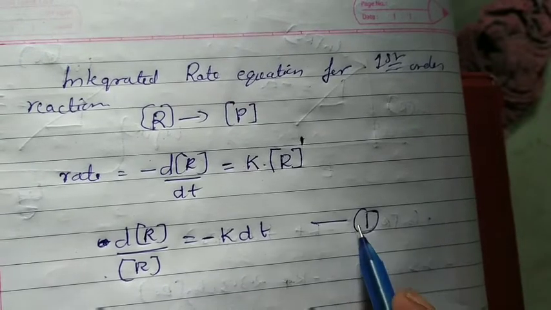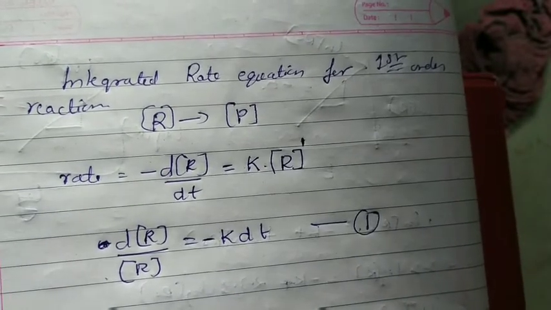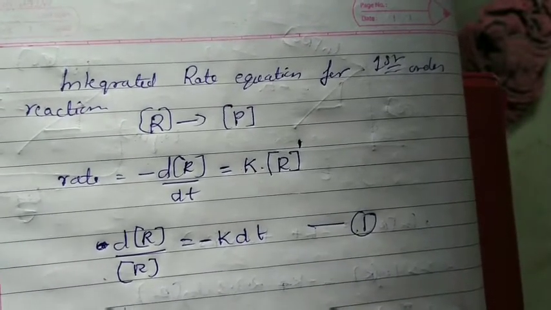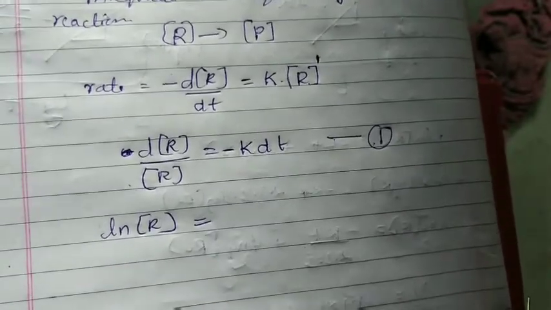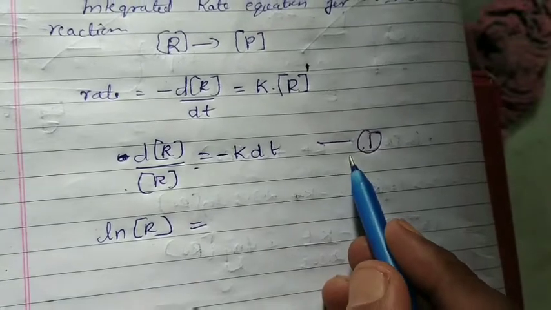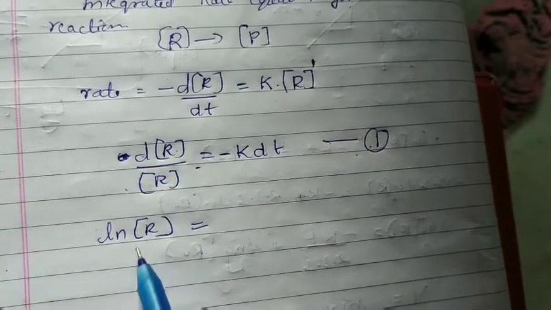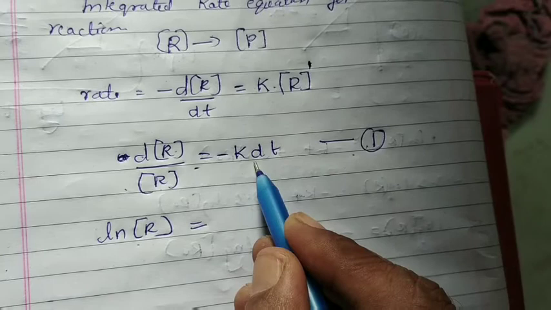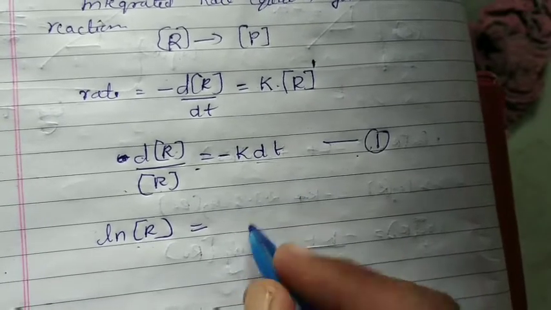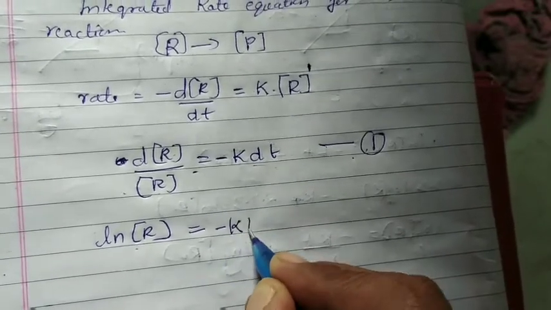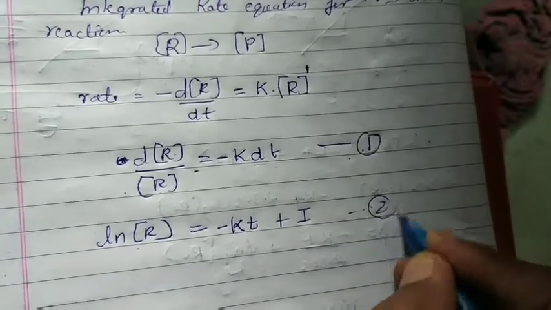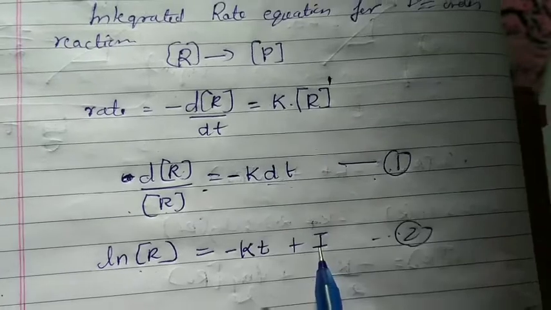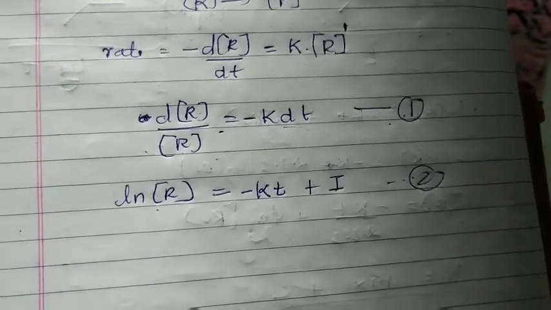If this equation number 1 is integrated, then on integrating we get dR by R, which gives ln R, and the derivative will cancel. So it is equal to minus Kt plus I. That is equation number 2. So this I is nothing but the integration constant.